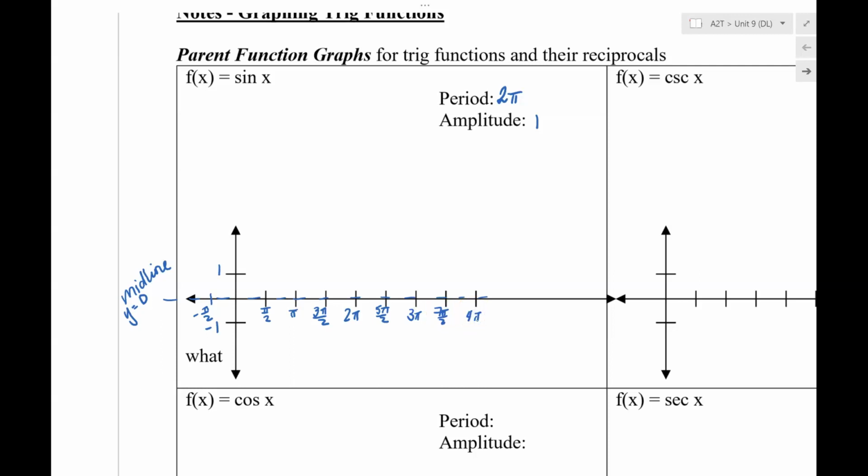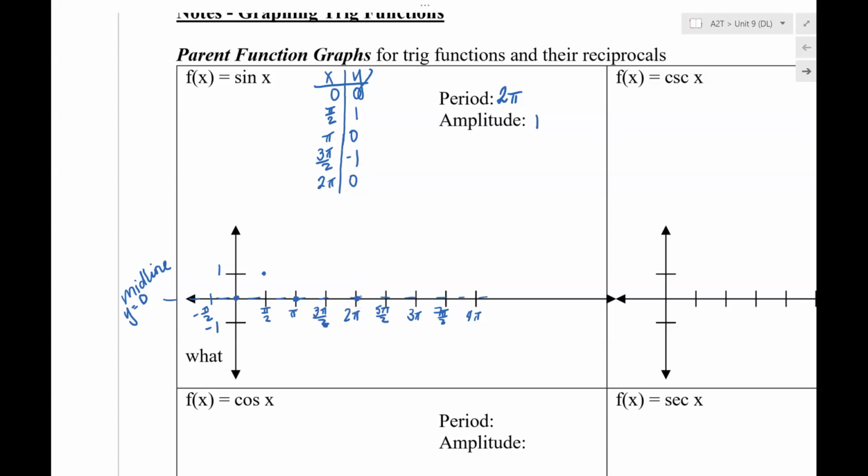Now, if I am sine, and I'm at 0, what is the sine of 0? It is 0. So let's go ahead and write out our coordinates. If x is 0, sine is 0. If x is pi over 2, sine is 1. If x is pi, sine again is 0. If x is 3 pi over 2, sine is negative 1. And if x is 2 pi, sine is 0.